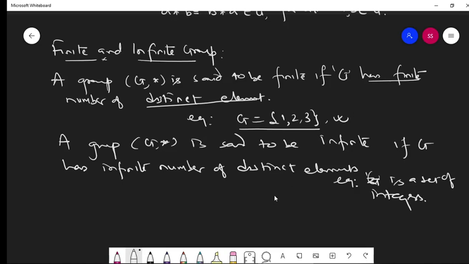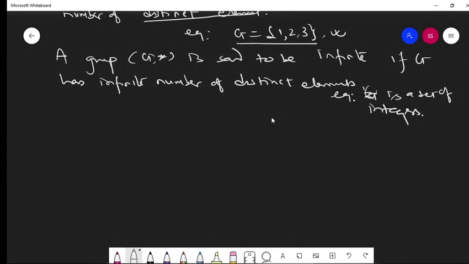Now moving to the next part, that is about trivial group.